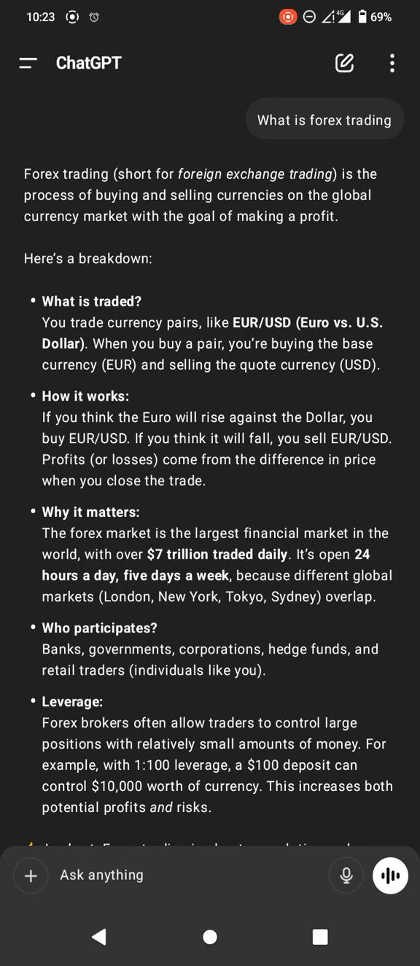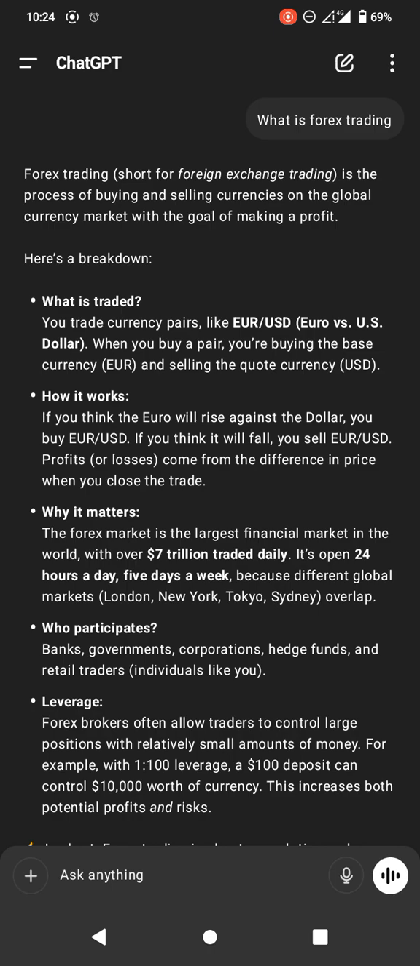So here's a breakdown. What is traded? You trade currency pairs like EUR/USD, and when you buy a pair, you are buying the base currency and selling the quote currency. Most people are traders, but they don't know what they are trading.